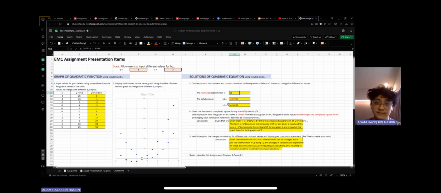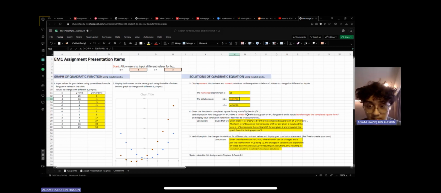25 minus 12, 13. And that gives you these two solutions, of which the formula is -b plus or minus the square root of the discriminant, the whole thing over 2. I split the plus minus into these two solution formulas, and that gives you these two solutions as you see here. Okay, now moving on to question 4.